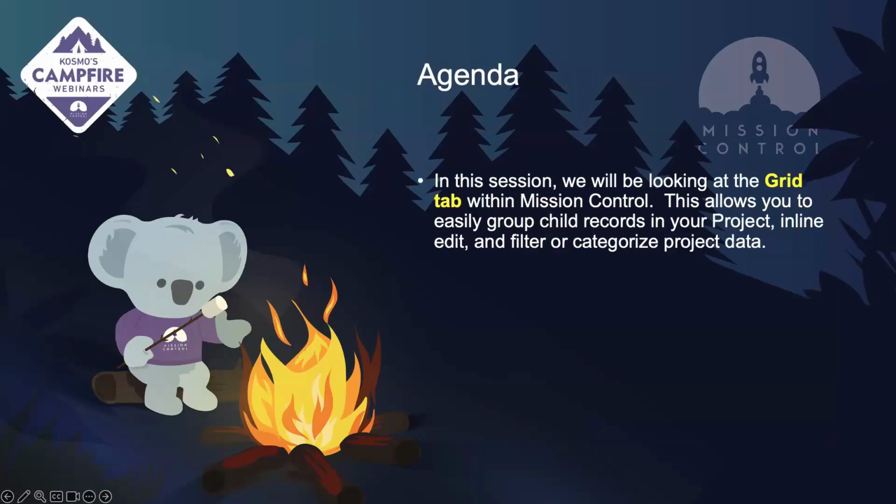So in this session, we'll be looking at the grid tab within Mission Control. The grid feature provides a dynamic view to interact with the key project layers in the project work breakdown structure. This allows you to easily group child records in your project, inline edit, and filter or categorize the project data as needed to help you visualize what specific data you need to see or pull from this project.